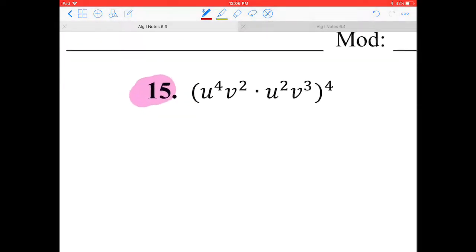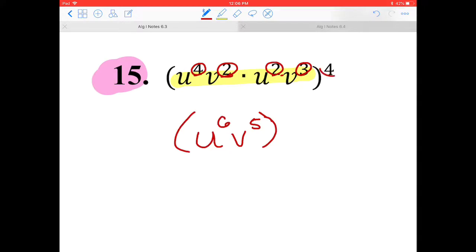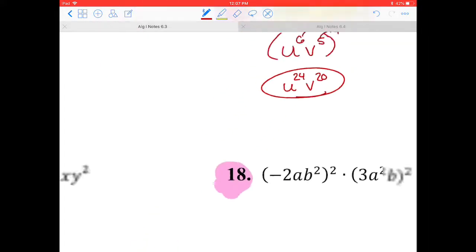Okay, 15, again, multiplication is happening inside the parentheses. We're going to start there. So u to the, let's see, 4 and 2 makes 6th power. V to the 2 and 3 makes 5. And that's what's inside parentheses. So I'm going to put my parentheses around it. And I have a 4th power on the outside. So now I'll do my power property. U to the 24th power. V to the 20th.